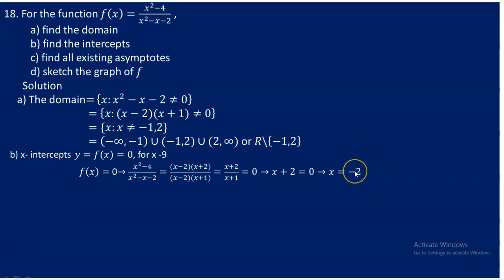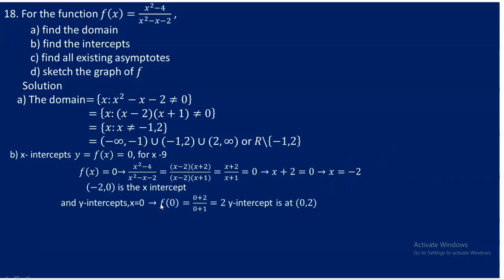At minus 2 only. At 2, instead of having an x-intercept, we will have what? A hole, because 2 is, you see, the 0 of both the numerator and the denominator. In this case, we have a hole rather than having an intercept, okay? Anyway, the x-intercept is obtained to be (minus 2, 0). This is the x-intercept, okay?